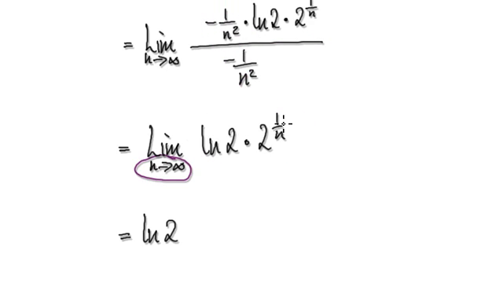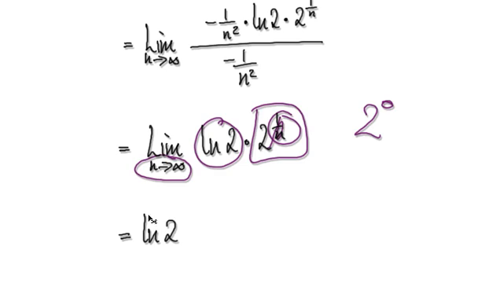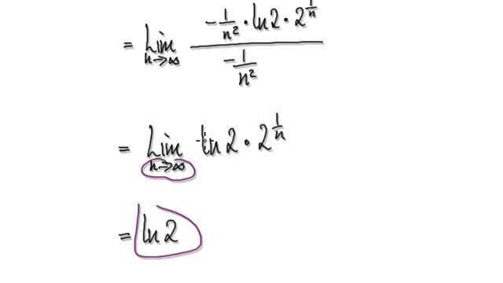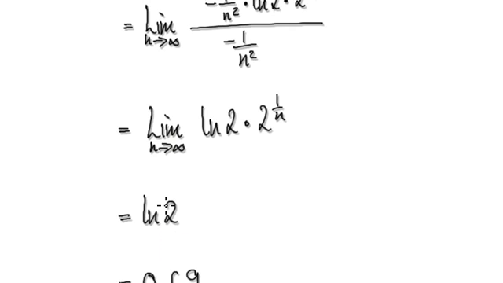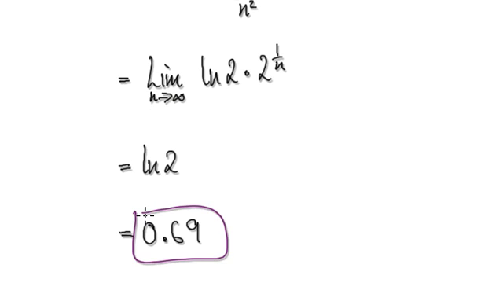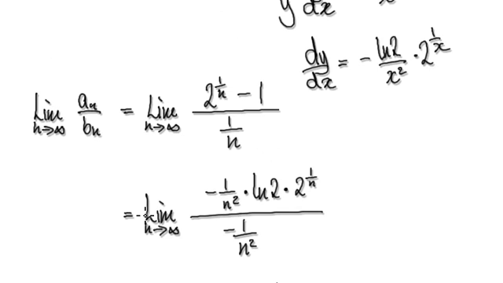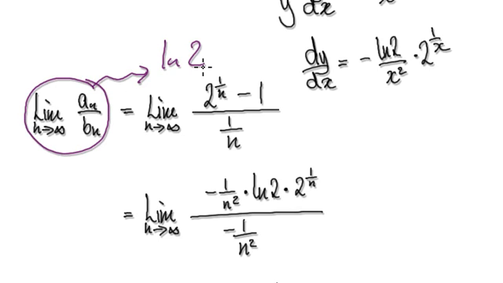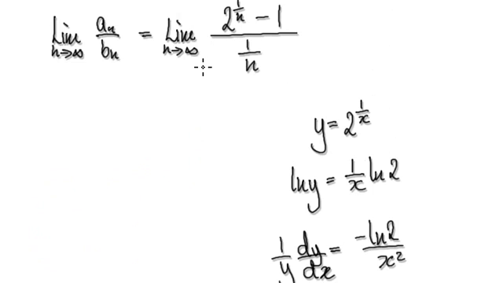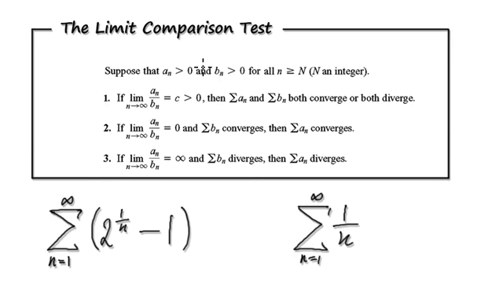So as n heads towards infinity, this will be 2 to the power 0, which is 1, and then 1 times this, it will be this. So as n heads towards infinity, the limit is natural log of 2, which is this thing here. So going back to the very start, remember, we've just computed this value here. It turns out to be natural log of 2, which is greater than 0.